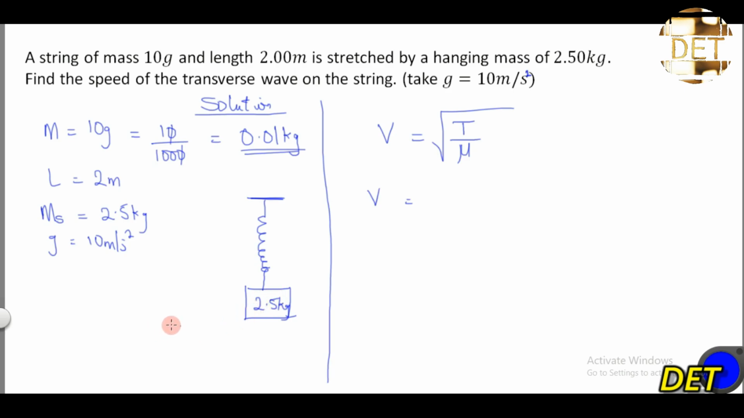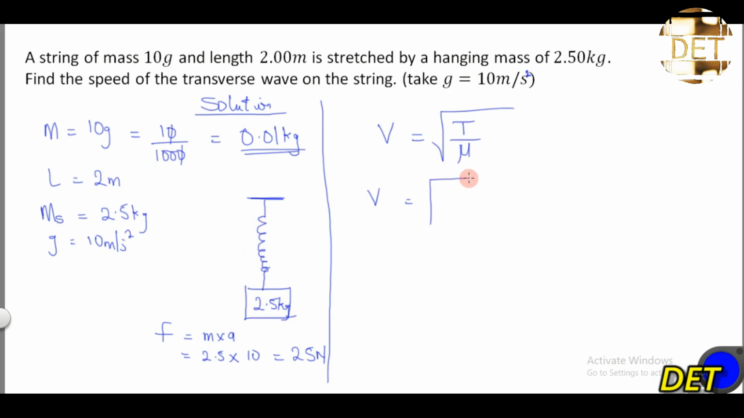So weight, which is force, will be equal to mass times acceleration due to gravity, right? So that will be equal to 2.5 times 10. The mass is 2.5, times 10. That will give us 25 Newton. So the tension on the string is 25 Newton. That is the force that is dragging this string down.